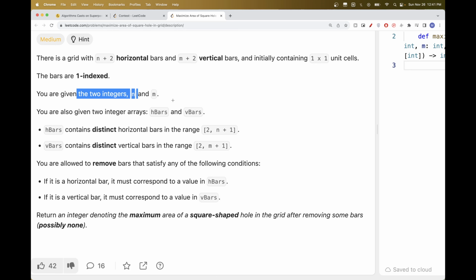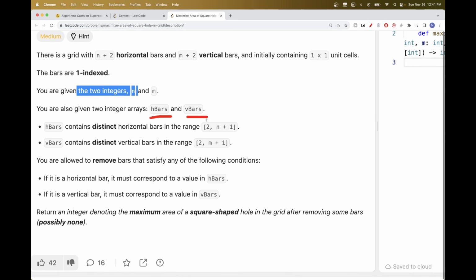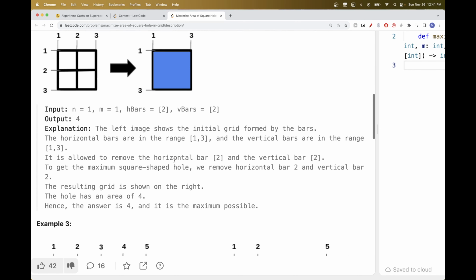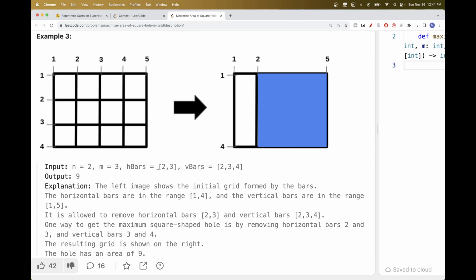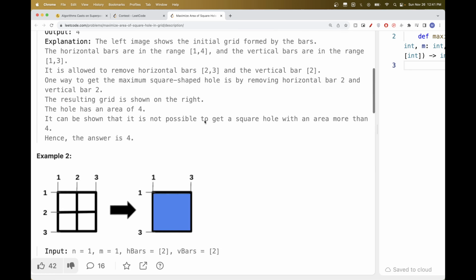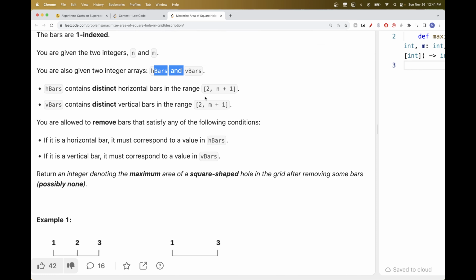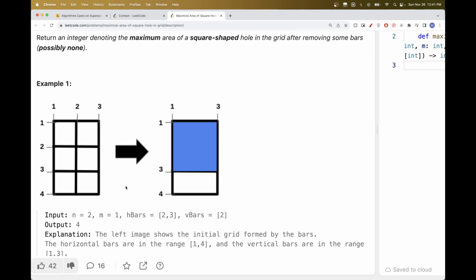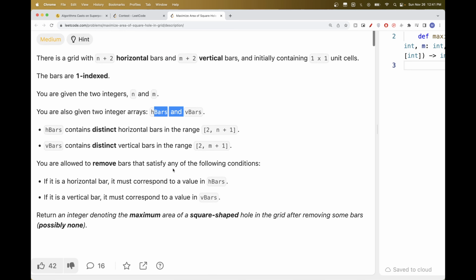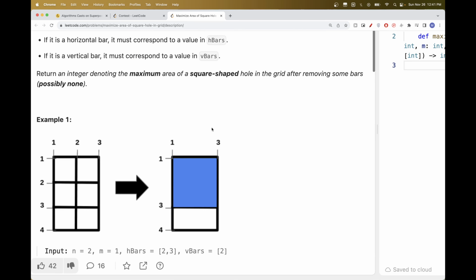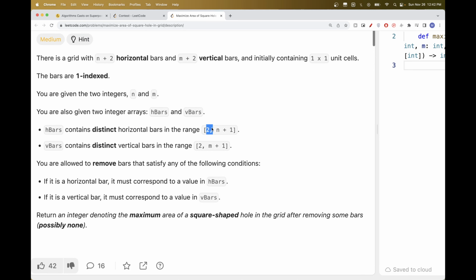The second part is we have two arrays, h bars and v bars. And these also are just for the middle bars. So what this means is that here, for example, in h bars we have 2 and 3. That means this bar and this bar. So it's not for the actual content of the column, it's just for the bar itself. So that's one thing to understand here. We have these two arrays that contain some bars, and since these bars are only for the interior, it tells you that it starts from 2. It doesn't start from the beginning. It starts from 2 to the end.